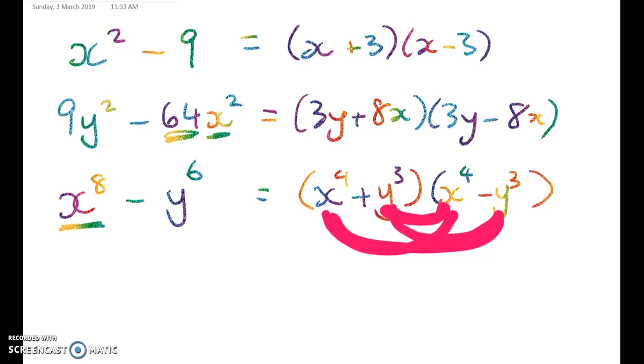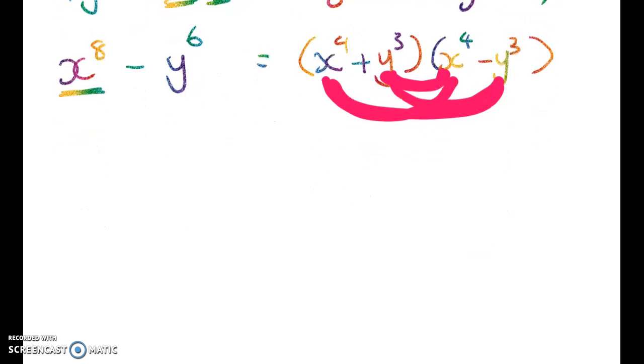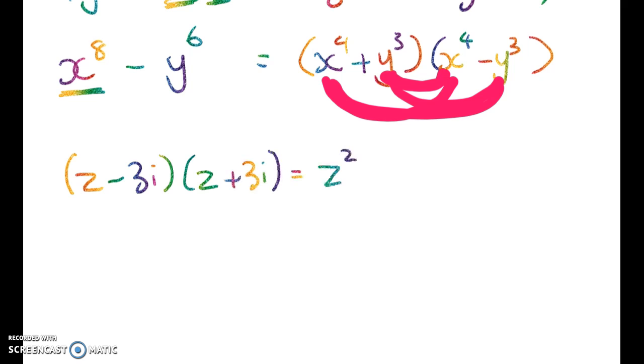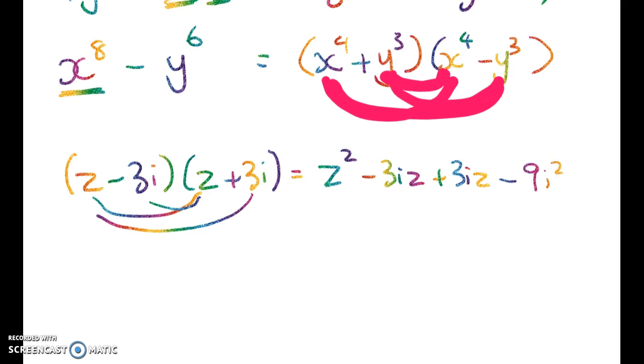So that's all good. But I want now to look at the new pattern that we get with complex numbers. And this is one of those things that it's worth drawing out. You'll notice it as you go, but it's good to start to spot it as a particular pattern type. So going the other way, let's start with z take away 3i times z plus 3i. So the pattern we get now is going to be z squared minus 3iz plus 3iz. And then we get minus 9i squared, which gives me z squared plus 9.